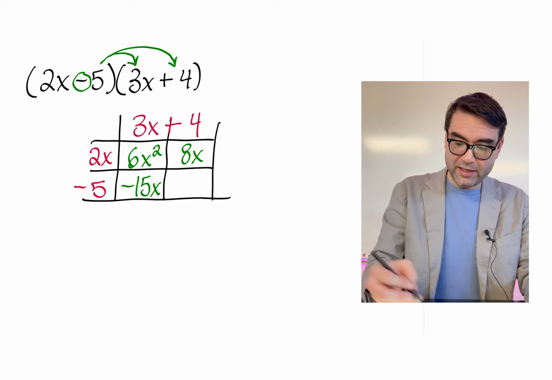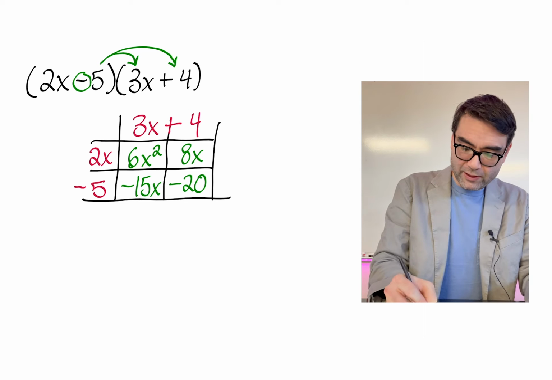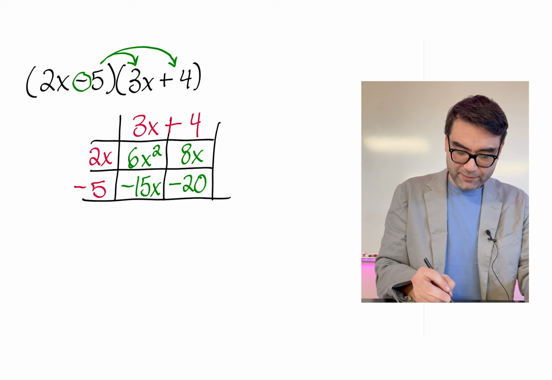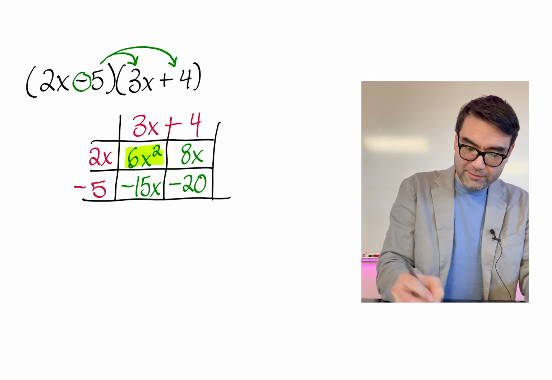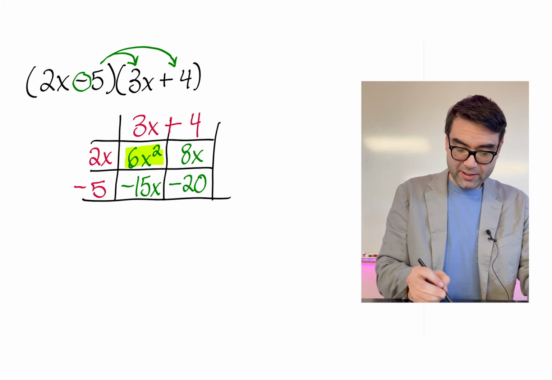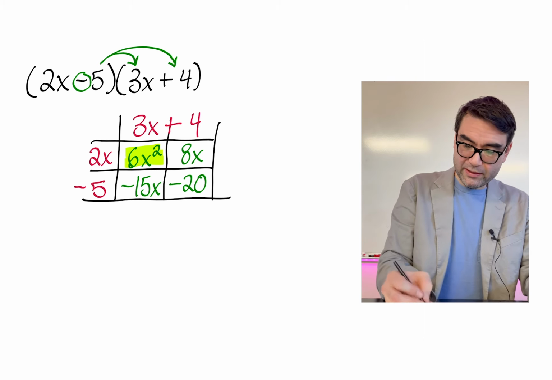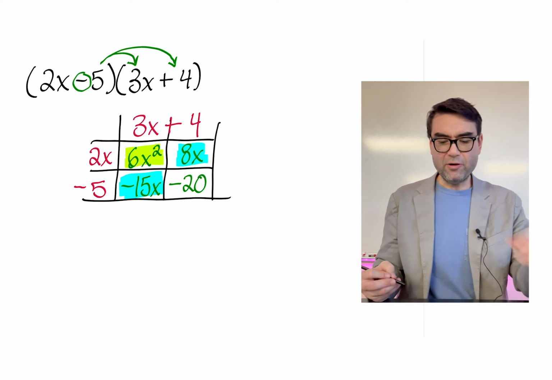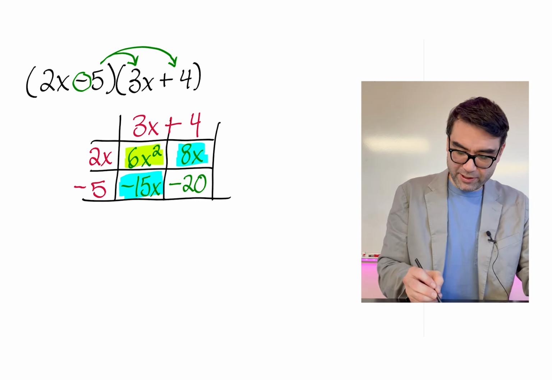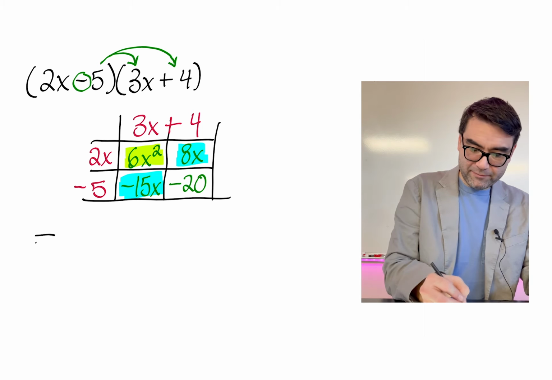And lastly, 4 times -5 is -20. So I'll kind of do the same thing I did before. I'll kind of organize my terms. I'll highlight in yellow my x squared term. So I only have one x squared term again. I'll highlight, we'll go with like this light blue for my x terms. And I won't highlight my constant term, as we already know it's the only term that is constant.